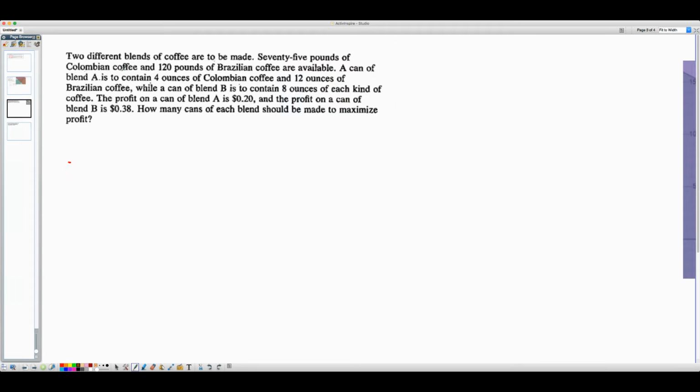Looking at the next one, here we have 2 different blends of coffee to be made. We have Colombian and Brazilian coffee available: 75 pounds of Colombian and 120 pounds of Brazilian. We also have blend A and blend B. Blend A will have 4 ounces of Colombian coffee and 12 ounces. Now, since we're using ounces, let's convert this to ounces: 120 times 16 and 75 times 16. 75 times 16 is 1.